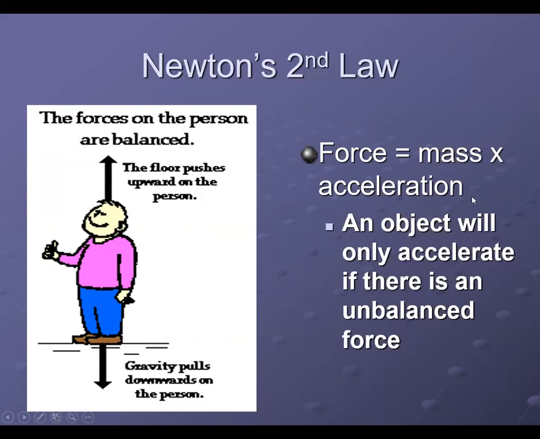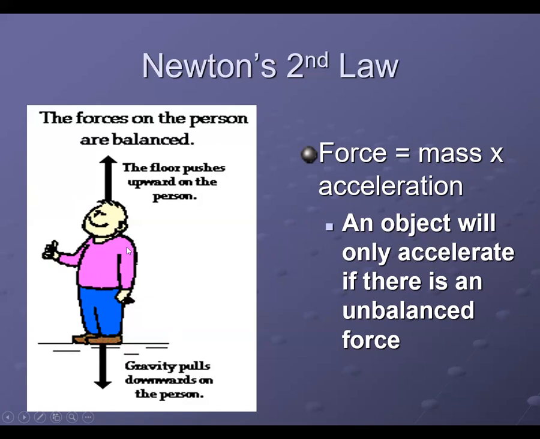Again, force equals mass times acceleration. So the key here is that this is not going to change. When these forces are in opposite directions and they're of equal value, they're going to cancel each other out, and there's going to be no overall motion, no acceleration. So an object will only accelerate if there's an unbalanced force.